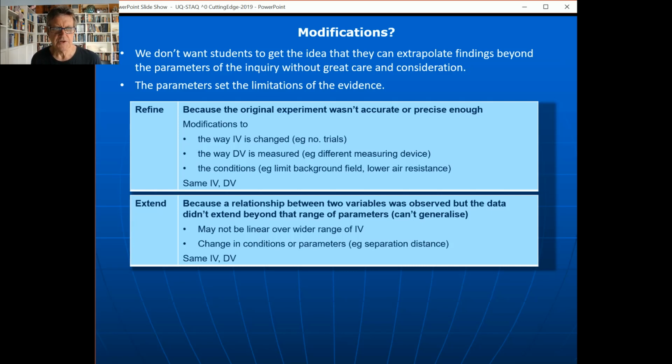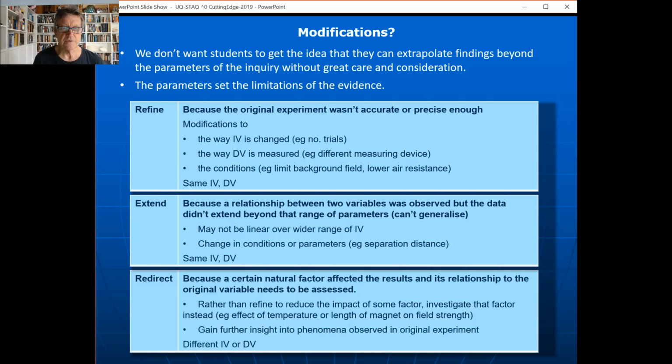So they're the things you can do. You could just change that separation distance to different values. So in that case, I've written there, you've got the same IV and the same DV again, but you've just gone outside the range. Whereas in the first one, you've tried to just fix up the precision in the range that you're in, and to see what happens.